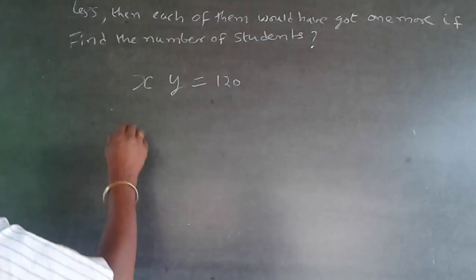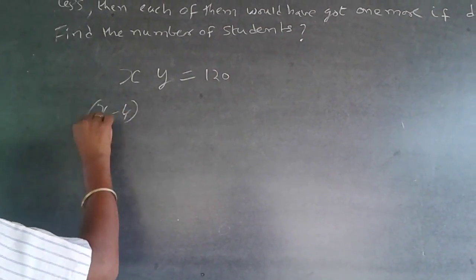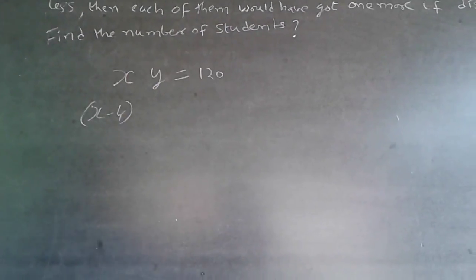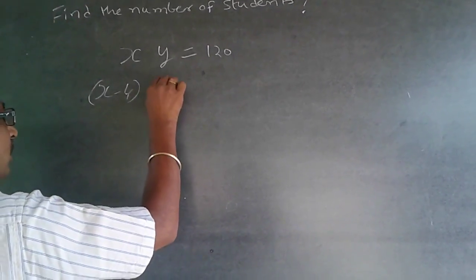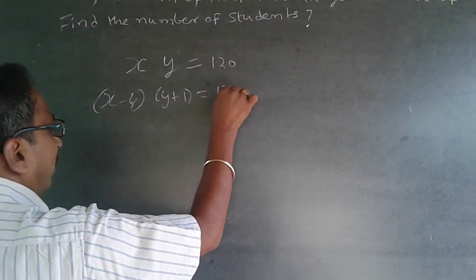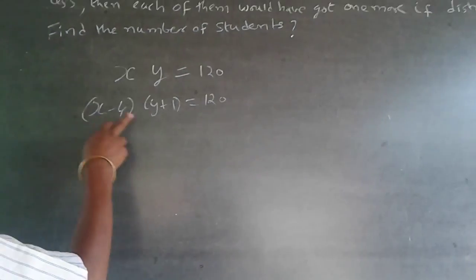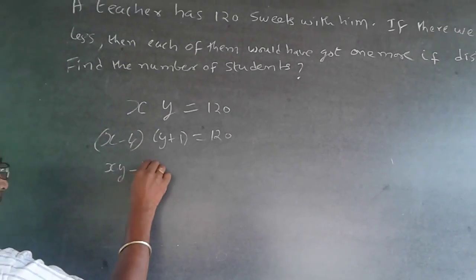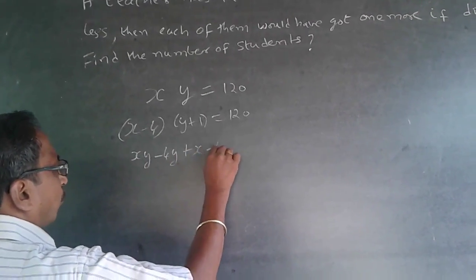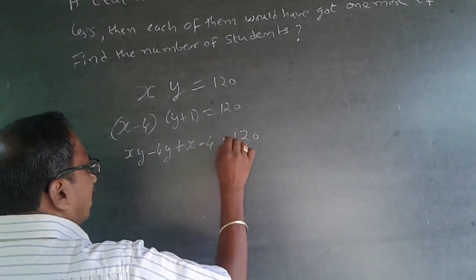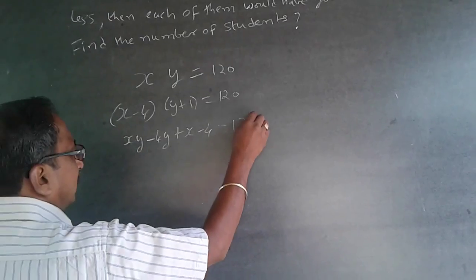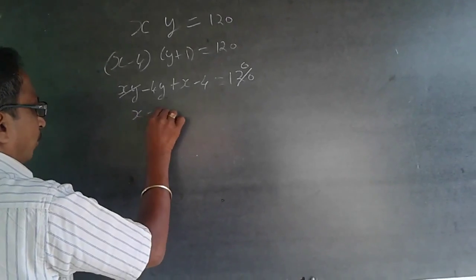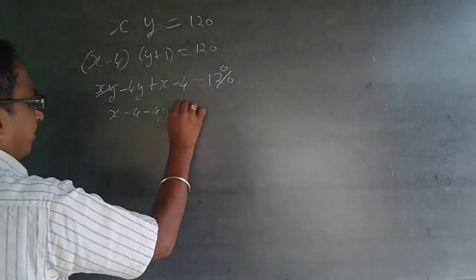If 4 students were less, the number of students will become x minus 4, and each one would have got 1 more. So previously they got y, now it will be y plus 1, and this will be equal to 120. Now these two equations will have to be solved. So this will be xy, we multiply, x into y, minus 4y plus x minus 4 will be equal to 120. Now because xy is equal to 120, I will cancel the 120 and xy, and the equation now will become x minus 4 minus 4y will be equal to 0.